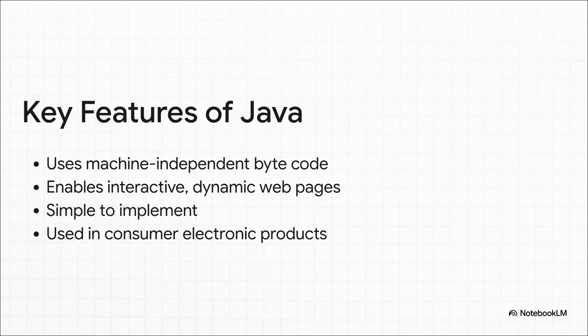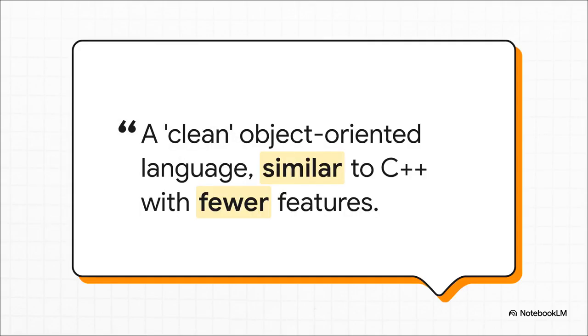Then, a little program called the Java Virtual Machine on any device could translate that code on the fly. It's what let Java power everything from the first interactive websites to the software in your Blu-ray player. Even its creators called it a clean language. What they did was take the raw power of a language like C++, but deliberately strip out some of the most complex, error-prone parts. They were aiming for that sweet spot, you know? The perfect balance between power and simplicity.